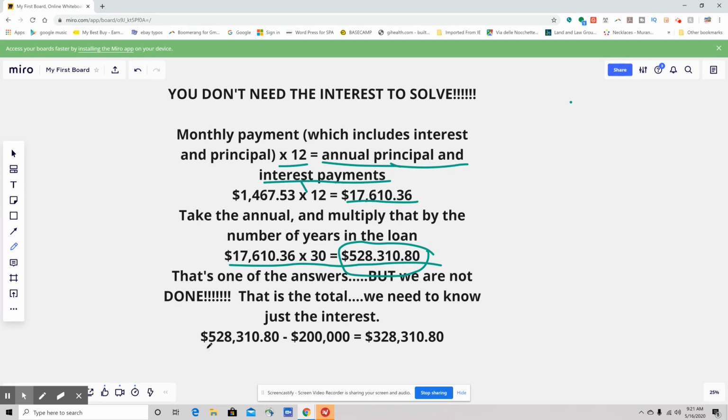So the very last step that you do is subtract your loan amount, which we would assume is the principal, from the gross, which is the principal and interest, just to get the interest on the loan. And that is going to be $328,310.80. The answer is A.